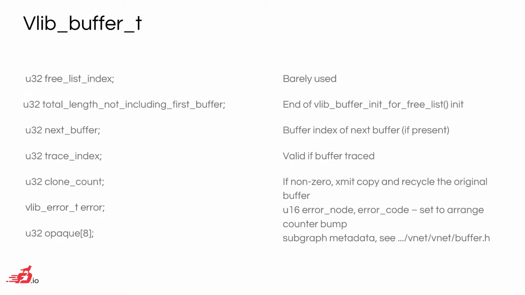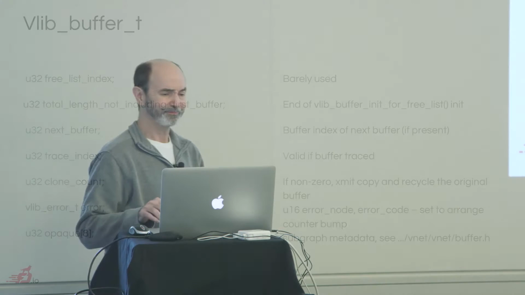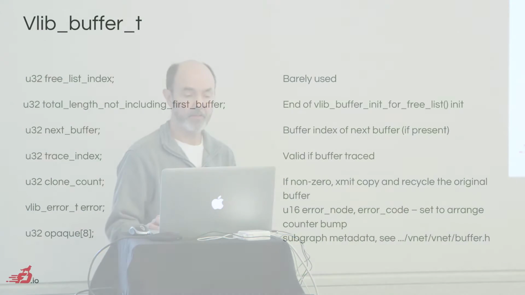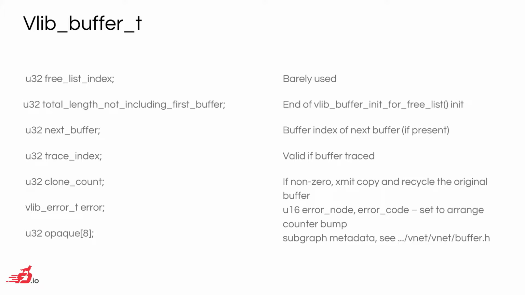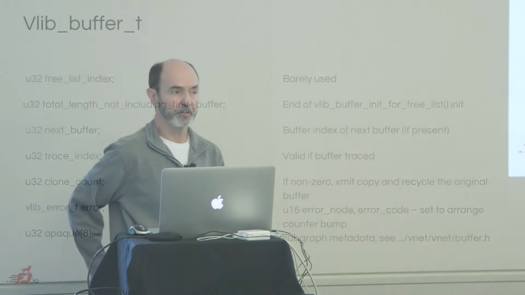Free list index. Back in the good old days of the VPP native buffer allocator, that was used to do such things as have buffers of different sizes for different devices. You might want to play that game. It's barely used at the moment. Total length, not including first buffer, is exactly what it sounds like. Interestingly enough, it's the last thing that vlib_buffer_init_for_free_list actually sets up from a template.